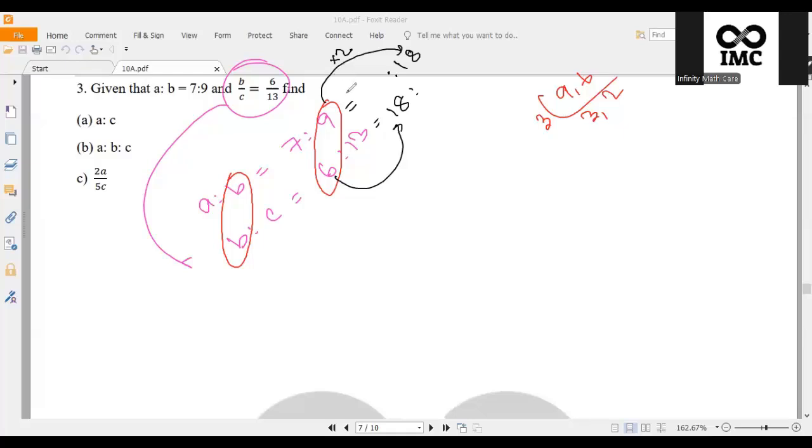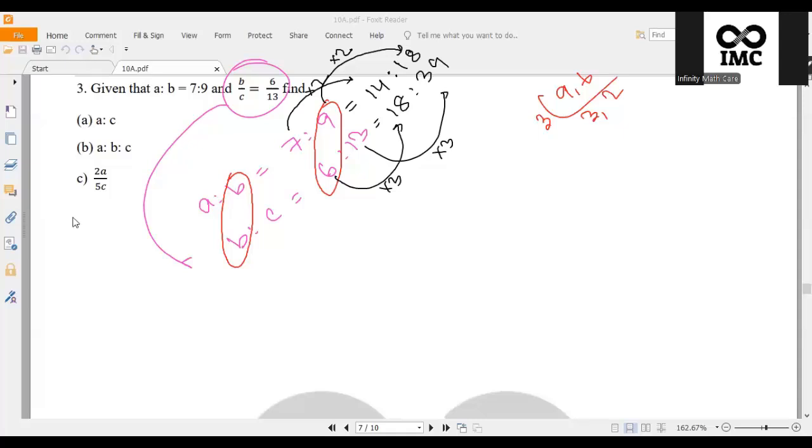Simple. If we multiply any quantity in a ratio by 2, then we need to multiply this 7 by 2 as well. 7 2s are 14. If we multiply 6 by 3, then it will be 18. Similarly, we need to find equivalent ratios. So 13 multiplied by 3 will be 39. That means A represents 14, B represents 18, C represents 39.